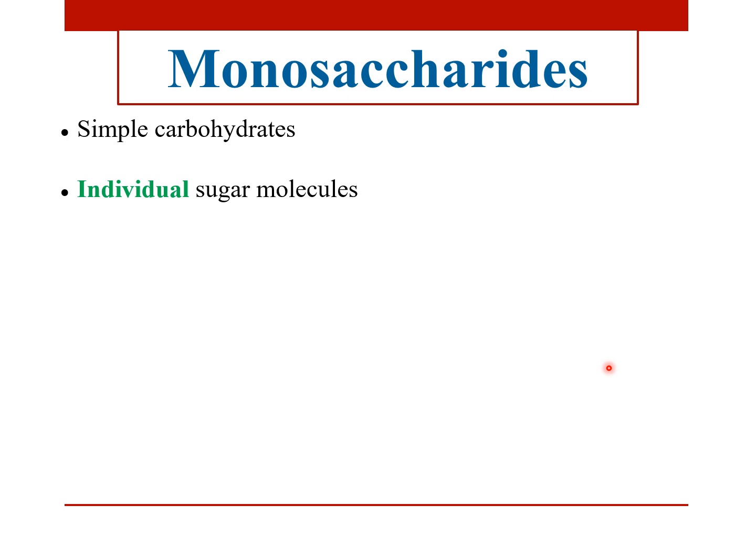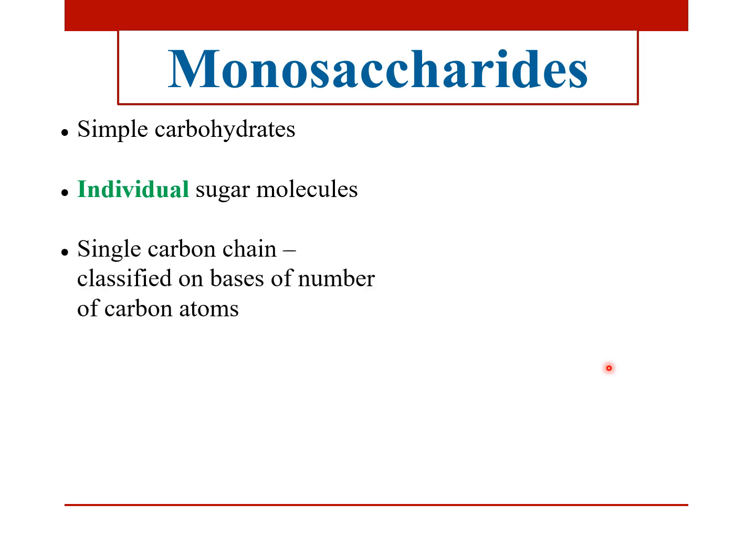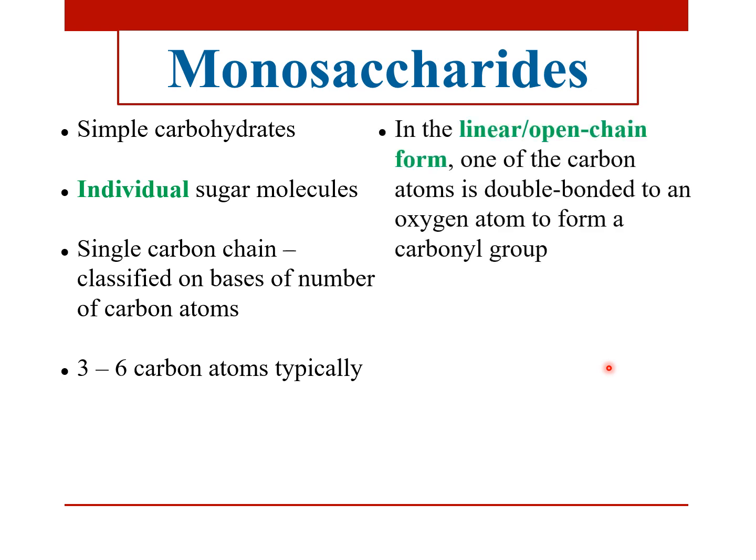Here we get a lot of information about monosaccharides. You can see it's a simple sugar, and the individual sugar molecule has no glycosidic bond. If it has one single glycosidic bond, then it's a disaccharide. It is classified on the basis of the number of carbon atoms. It's not so many; it's only 3 to 6. If it is 3, then it's a triose, if it's 4, it's a tetrose, and so on. 6 is hexose.